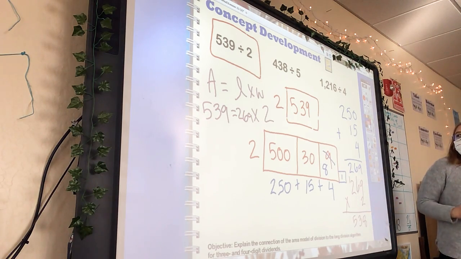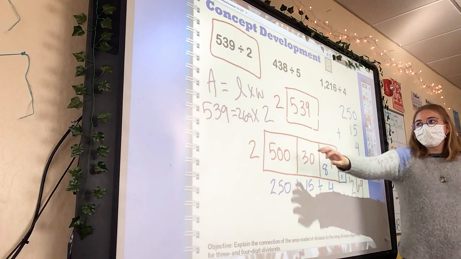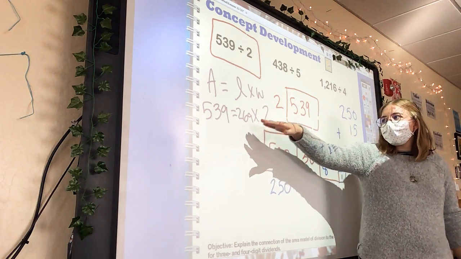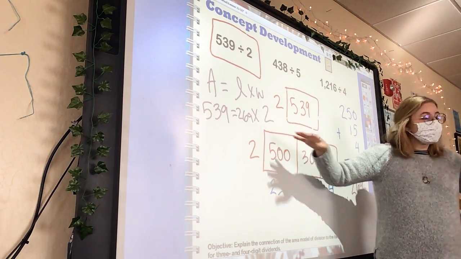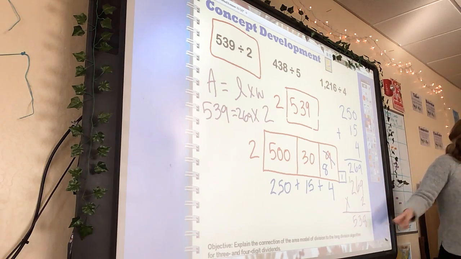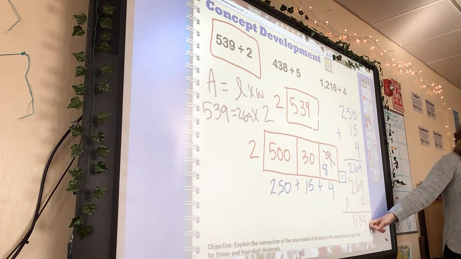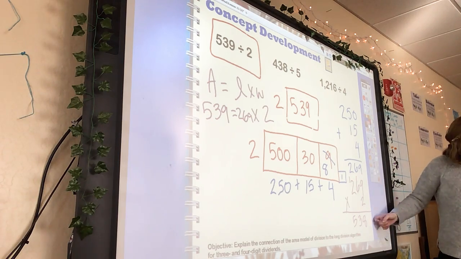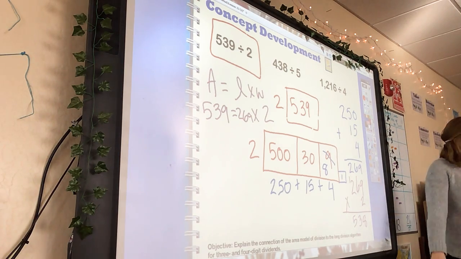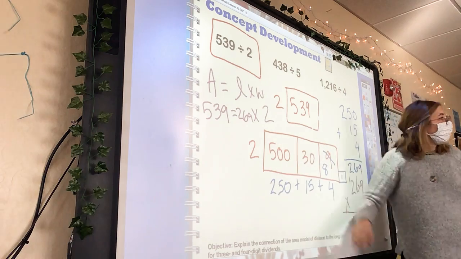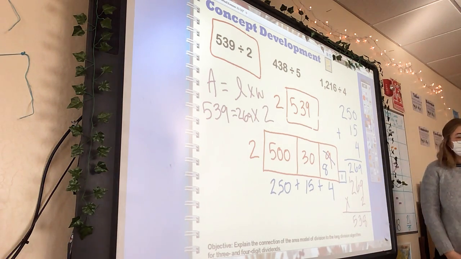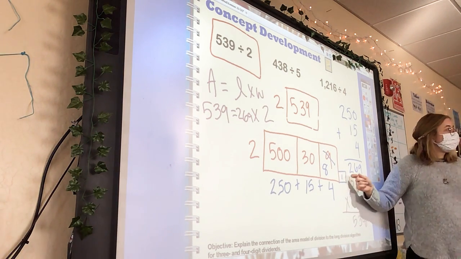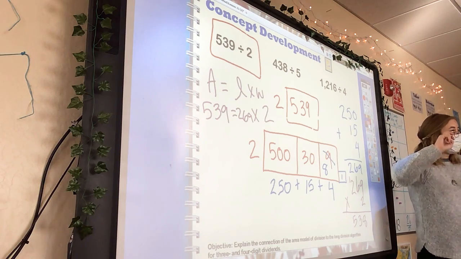Okay. So if we're thinking about our area, right? 269 times 2 equals 538. Okay? How do I get to my area though? Our area is 539, but I got 538 when I multiplied those together. You need to add the 1. Add the 1, okay? The 1 is our remainder, okay?